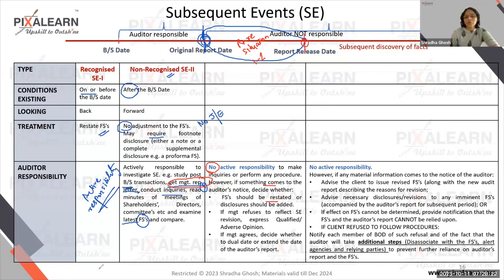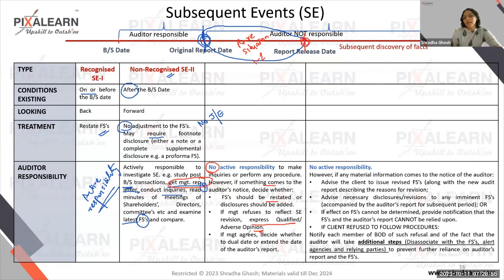But what if the management refuses? He says that, see, we have already finalized our audit report and our financial statements. We shouldn't be going back. If the management takes that stand, you still have your audit report, which has not been released. You can still qualify your audit report. You can express a qualified or an adverse opinion. Why? Because if a subsequent event, recognized or non-recognized, is not disclosed appropriately in the books, as an auditor, you are still liable to change your audit report and ensure that the correct report is released by the report release date.